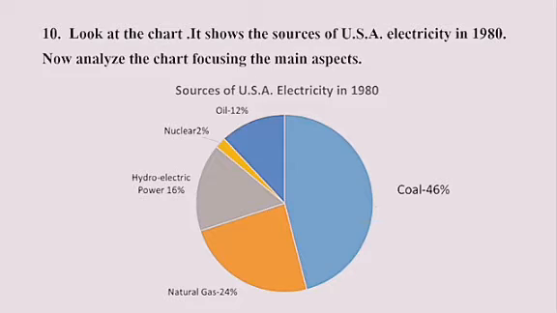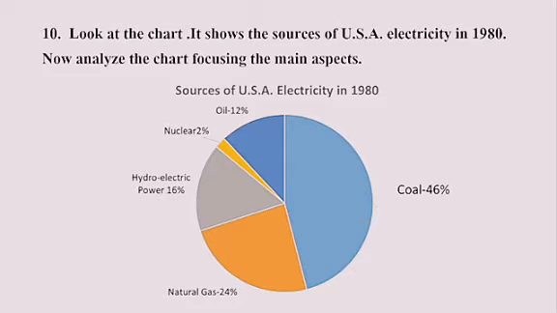The first line is talking about the topic of the chart and the time from when they have collected this data. Now analyze the chart focusing on the main aspects. What are the aspects that we have here? We have the name of the sources and their contributions as well. So we have to focus and highlight this information in our writing.